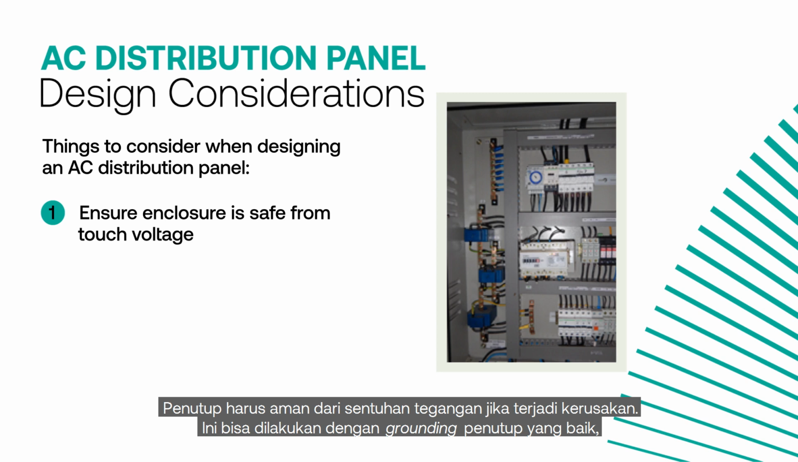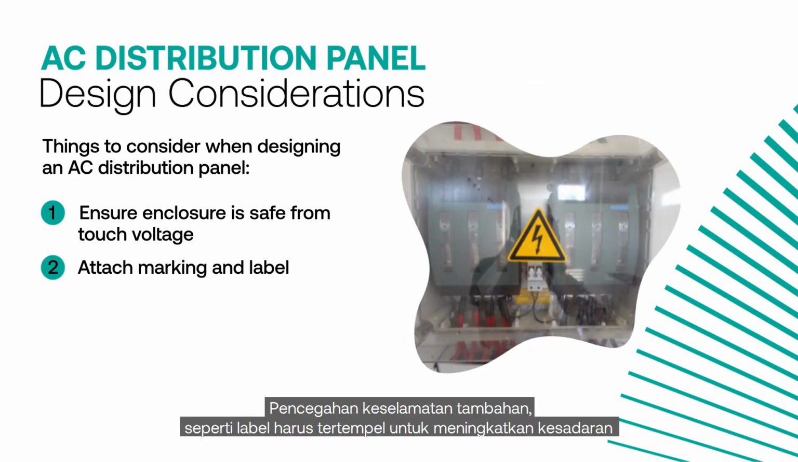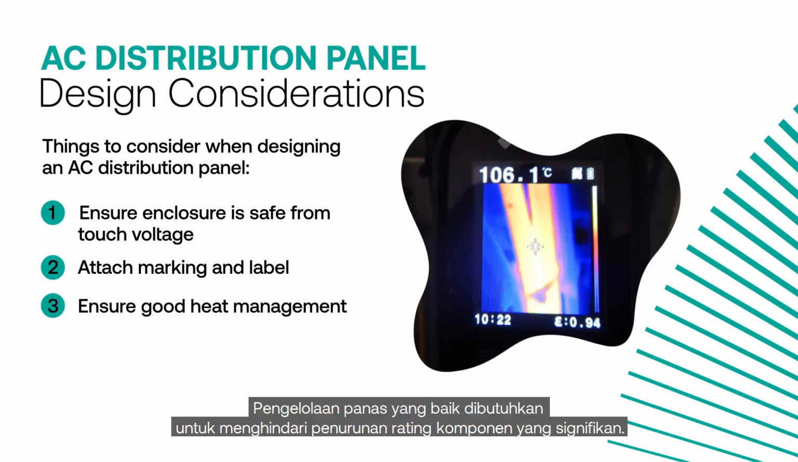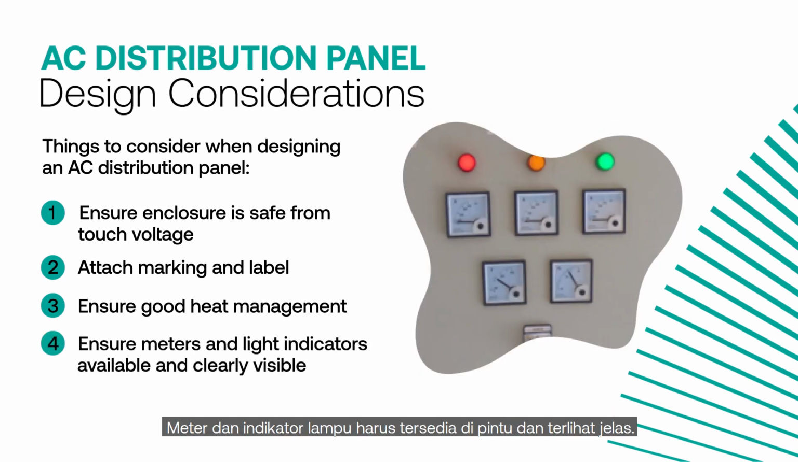This could be done by having good grounding of the enclosure or using double insulation panel. Additional safety precautions such as marking and label should be attached to raise awareness that dangerous voltage is existing in the system. Good heat management is required to avoid significant derating of the components. Meters and light indicators should be available on the door and clearly visible.